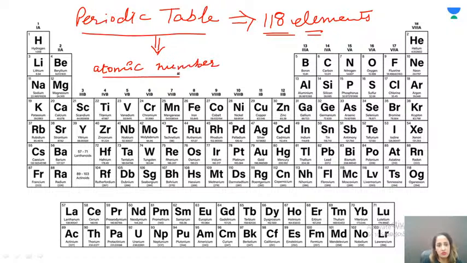So the elements present in the periodic table are in the increasing order of their atomic number.